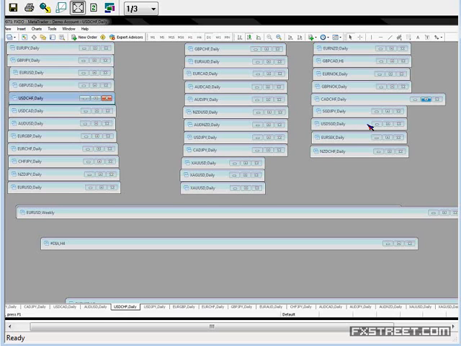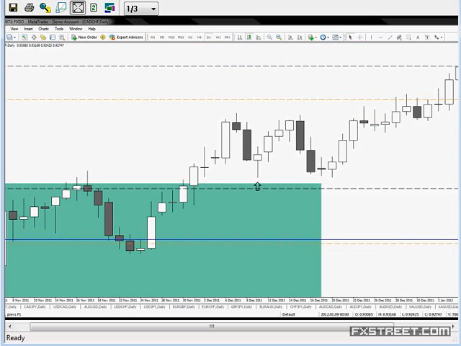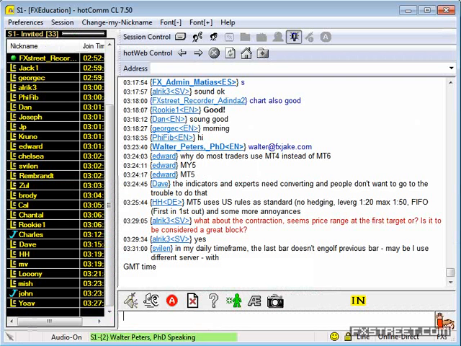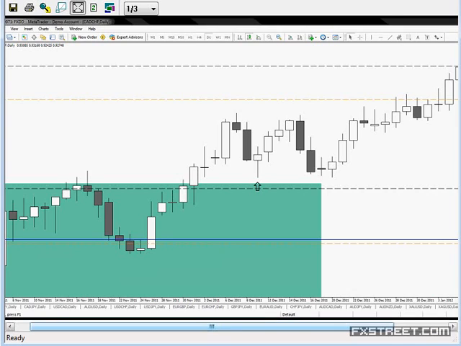We had a very slight bearish big shadow here on the CAD Swiss yesterday. Yes, Sveland says that his last bar doesn't engulf the previous bar. That's going to be due to the closing time. That's right. You're right about that.